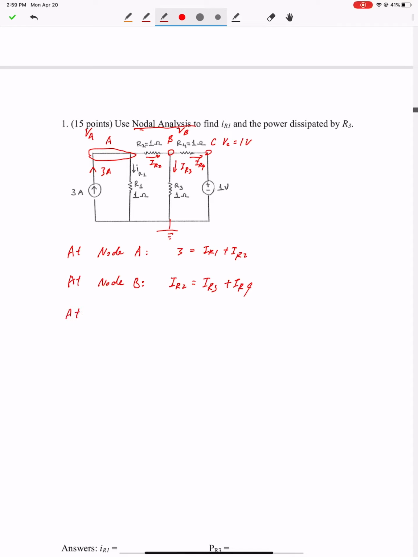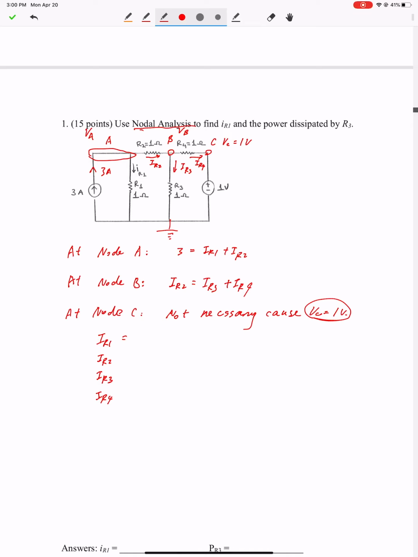At node C, actually you don't need to write a KCL equation for this node, because you already know VC is 1 volt. You already know the voltage at point C, so you don't need to set up the KCL equation. And then you need to write IR1, IR2, IR3, and IR4 in terms of unknown voltage variables such as VA and VB.